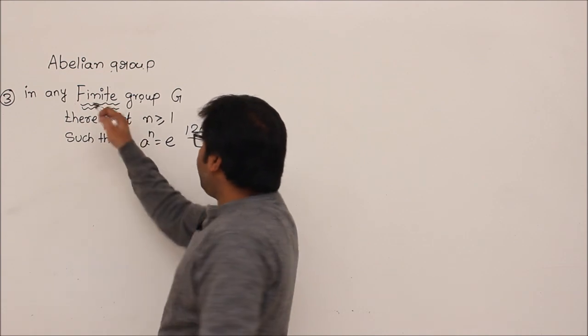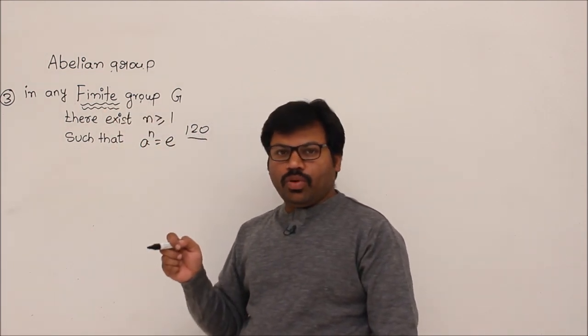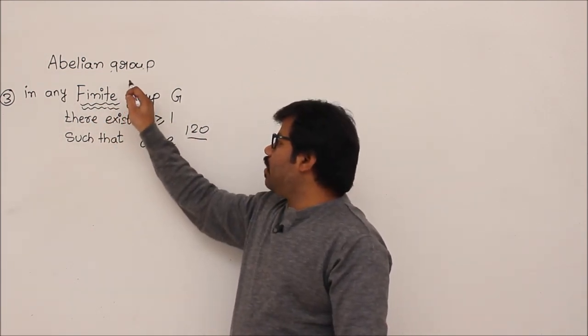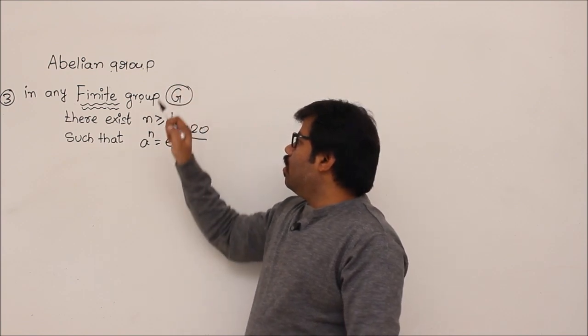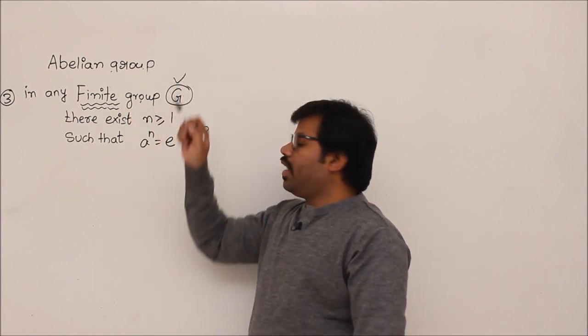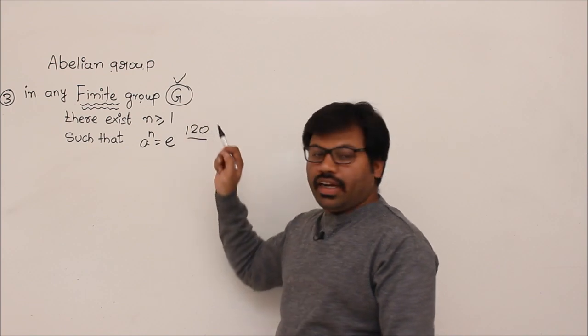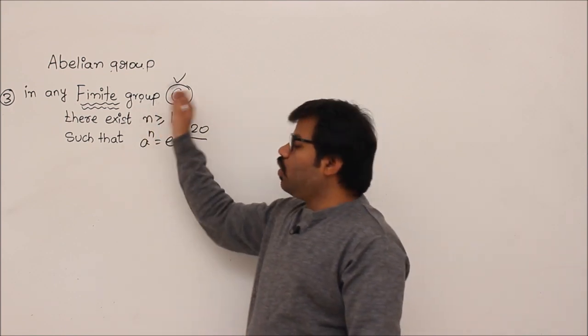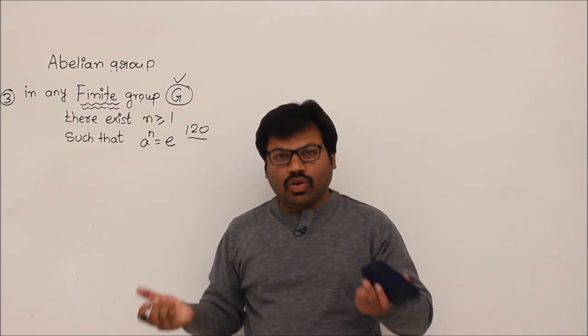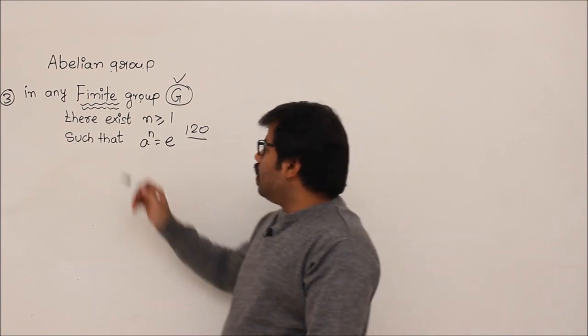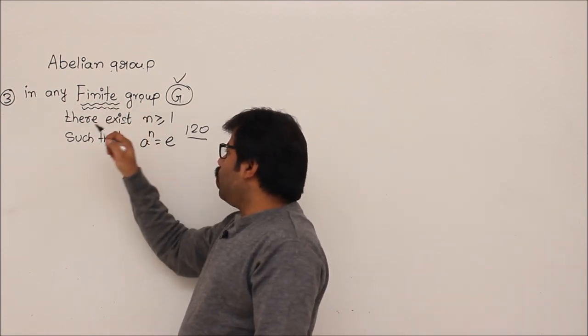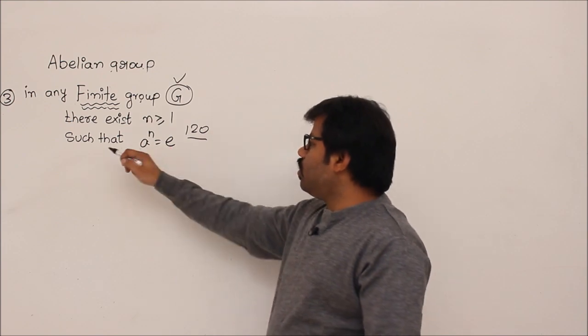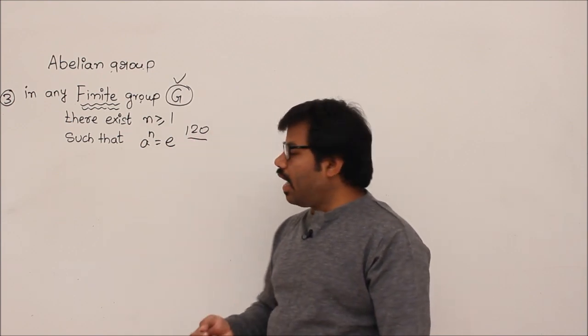Now a finite group is nothing but a group whose set is finite. Let's say whenever G is a finite group, first G is a finite set. Okay, you know G is a set, right? It's a finite set which is a group, correct? That means it's a group with a finite set. Now the question is, in a finite group there exists n greater than or equal to 1 so that A power n equals E. Why it happens, we'll see.